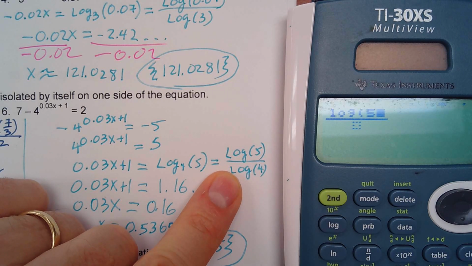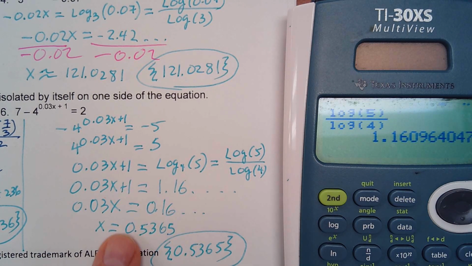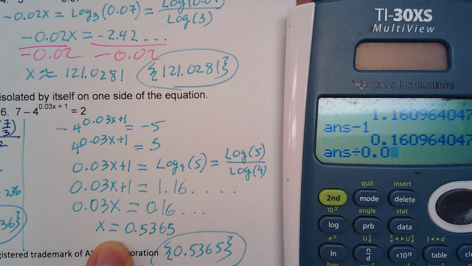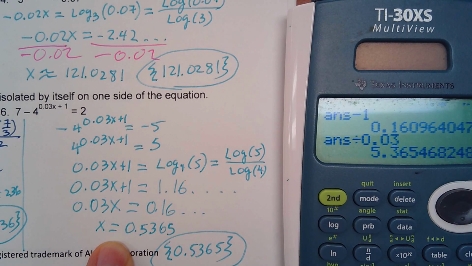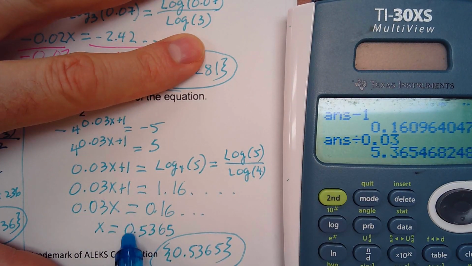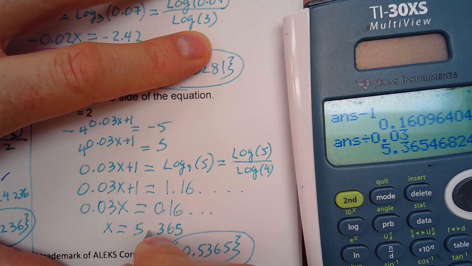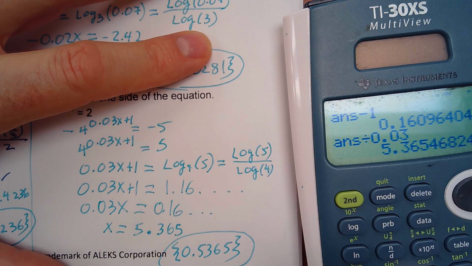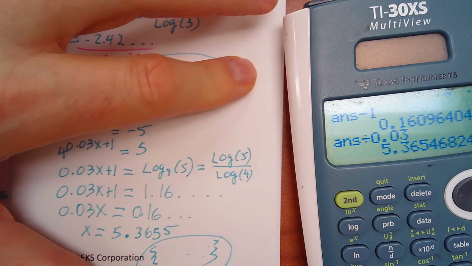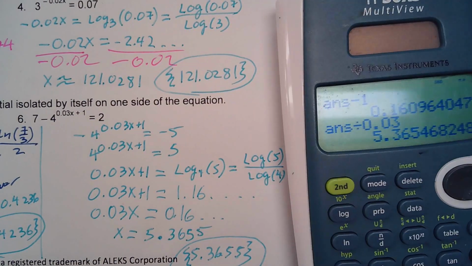Fraction key, log 5 over log 4. Okay, that checks. Subtract 1 from both sides. That checks. Divide by 0.03. There's where I made a mistake. I got the decimal in the wrong spot. We divided by 0.3 instead of 0.03. That's why you always want to check these answers. So now we can fix this up. This would be 5.3655. Now let's check that answer.